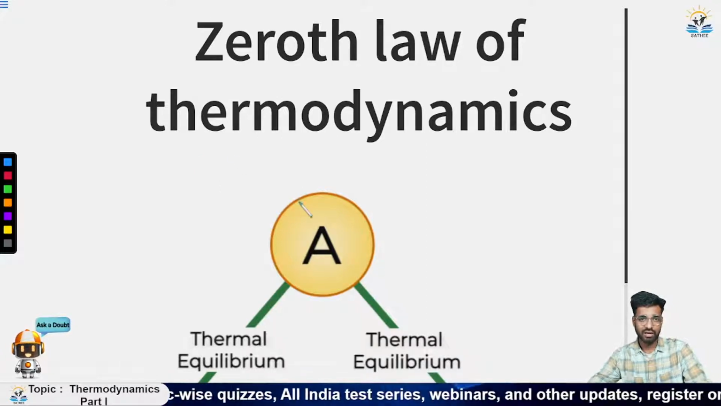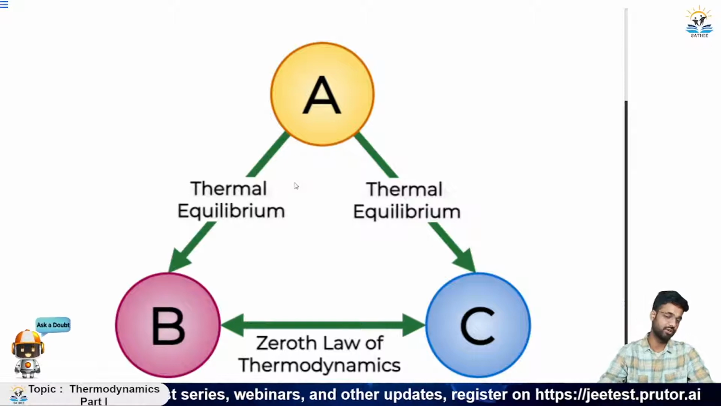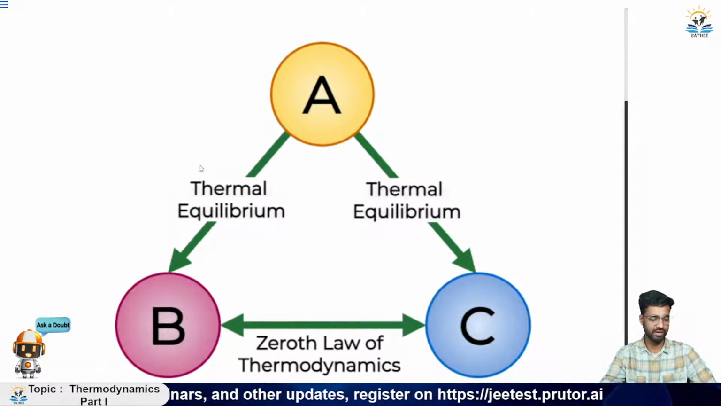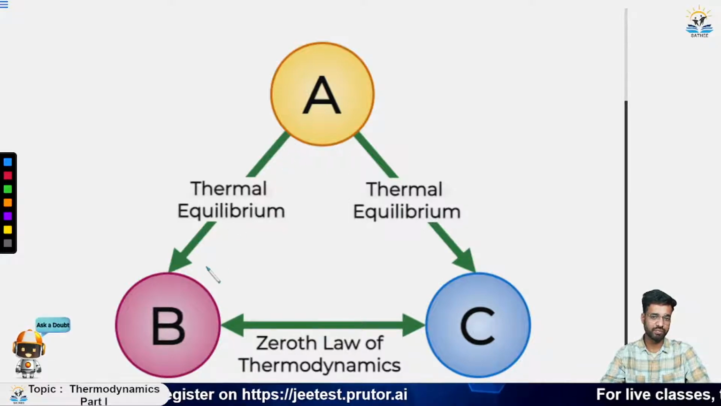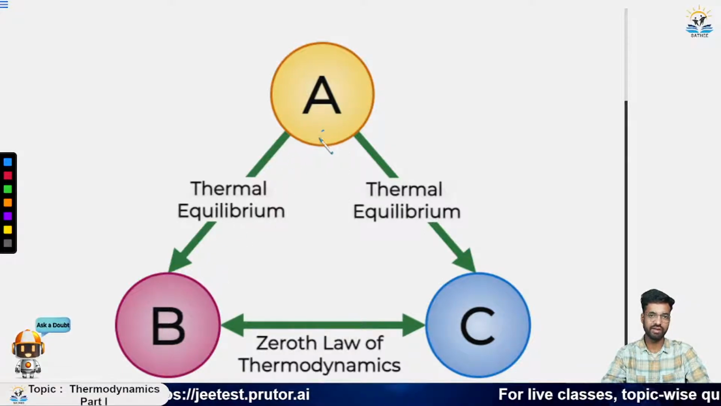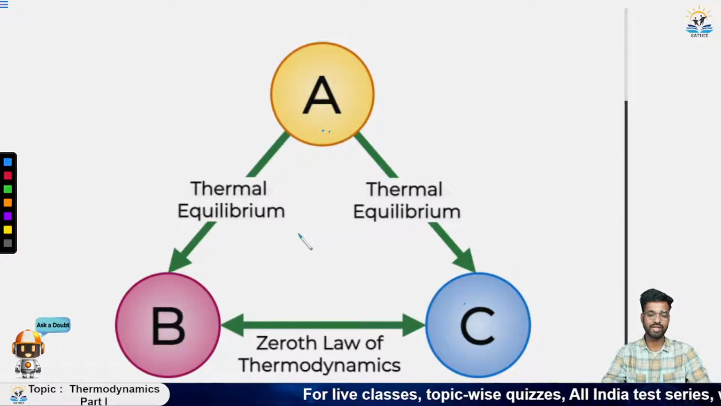Before moving to the first law, let us study the Zeroth law of thermodynamics. So what does it say? It says that suppose we have systems A, B, and C. Now B is in equilibrium with A. Similarly, C is in equilibrium with A. So in this context, we can say that B is in equilibrium with C.